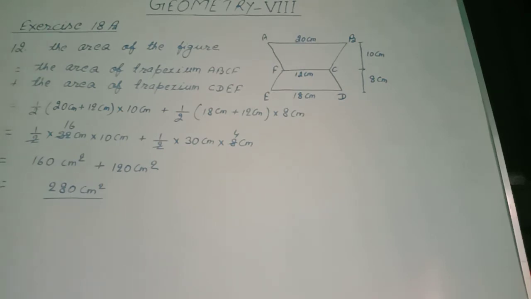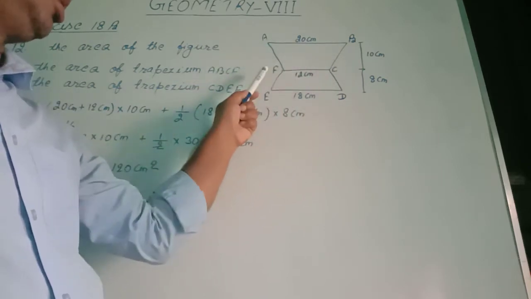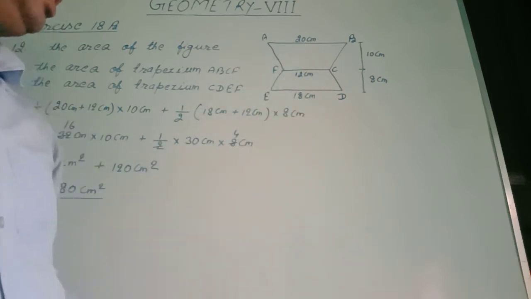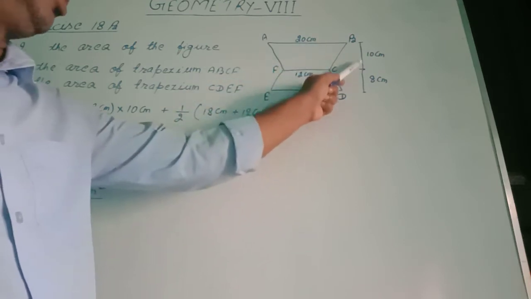In question number 12, the figure is given. In this figure there are two trapeziums, ABCF and CDEF. The parallel sides of trapezium ABCF are AB and CF, whose lengths are given 20 cm and 12 cm respectively, and the height of trapezium ABCF is equal to 10 cm.